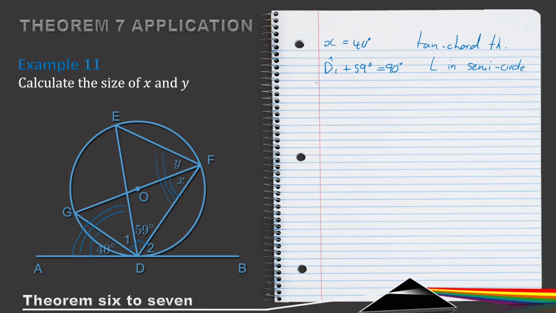Okay. Now to solve, we just say D1 is equal to 90 minus 59, so 90 minus 60 is 30, so that's going to be 31 degrees. Right, and then we can simply say that y is also equal to 31 degrees, and our reason being angles in the same segment. Okay, so that was easy enough.